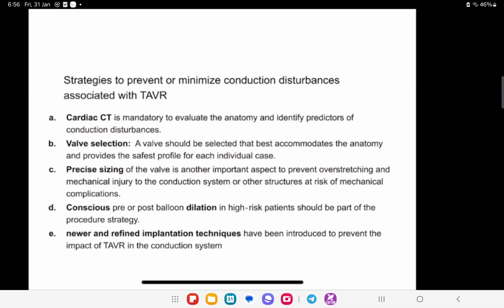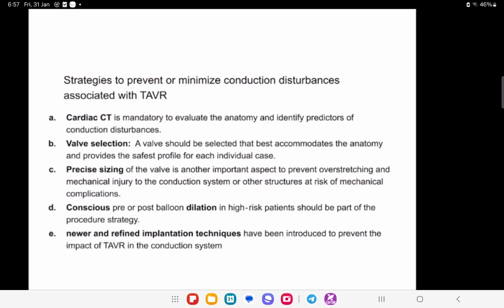The strategies to prevent or minimize conduction disturbances associated with TAVR. Cardiac CT is mandatory to evaluate the anatomy and identify predictors of conduction disturbances. Second one is valve selection. A valve should be selected that best accommodates the anatomy and provides the safest profile for each individual case.